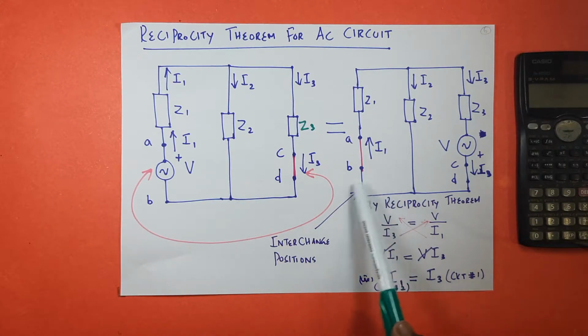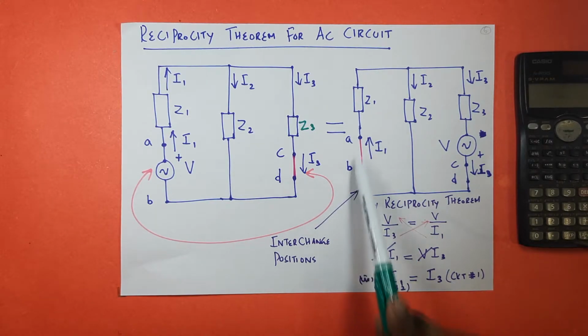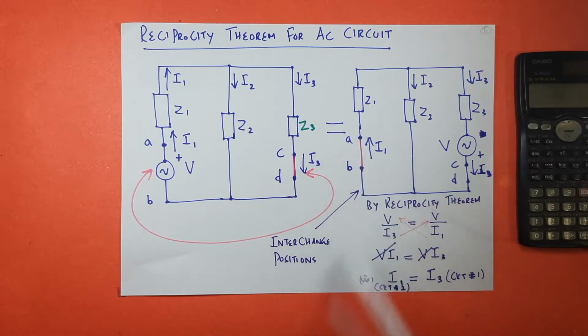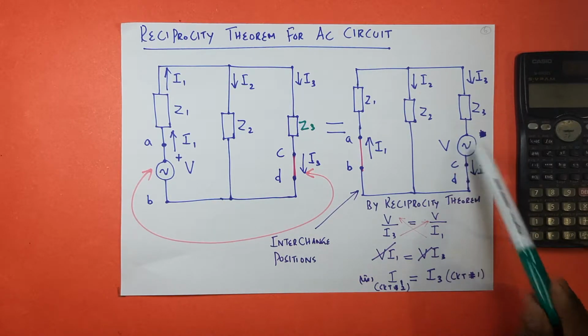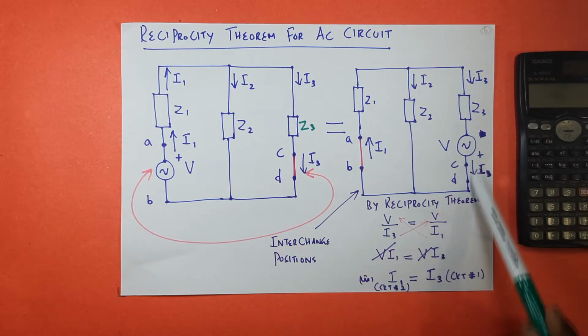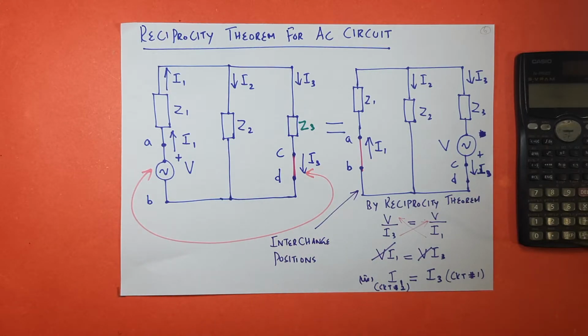So when you interchange, this is AB. Across AB we have this wire. Here we brought V here. So from this current is coming out, I3. So the orientation is important, right? So by reciprocity theorem, V by I3 equal to V by I1. So cross multiply, V I1 equal to V I3, V and V getting cancelled.